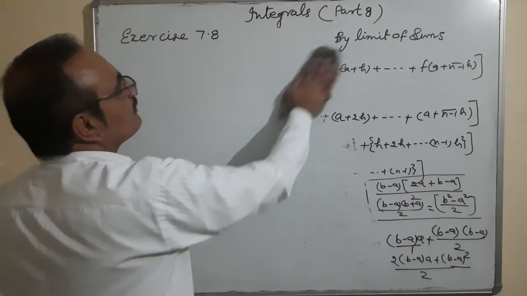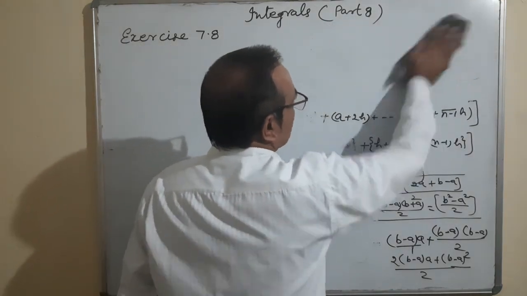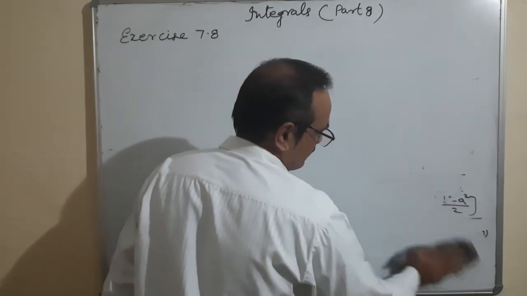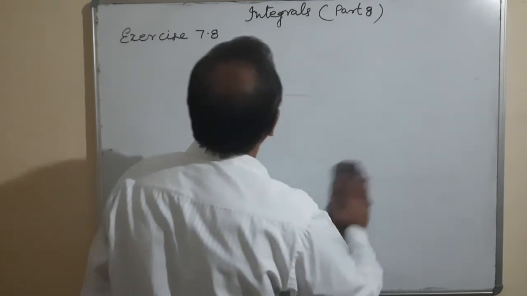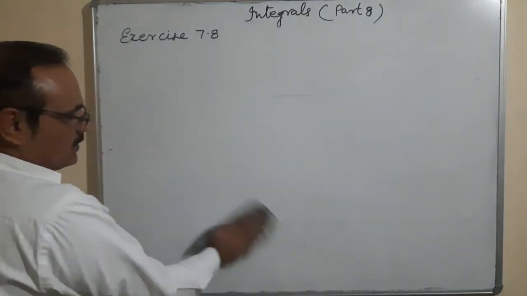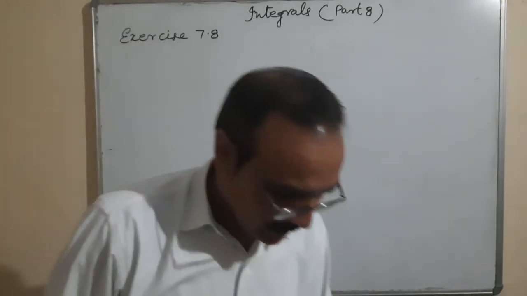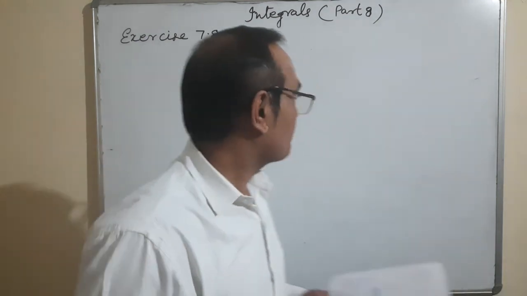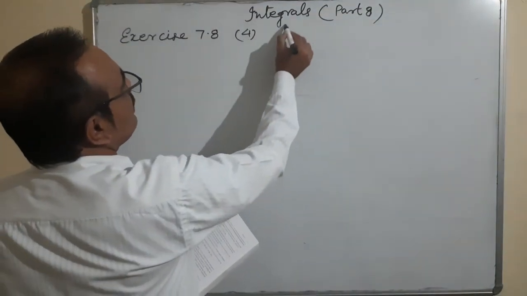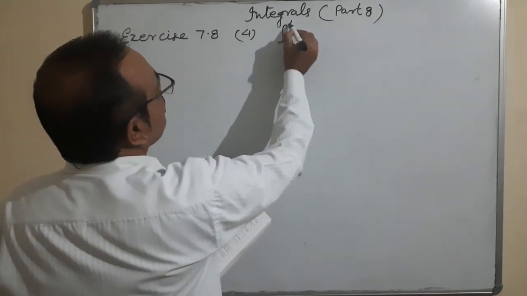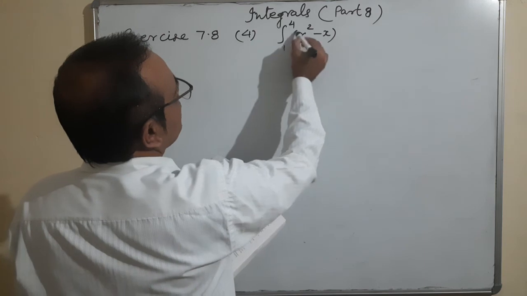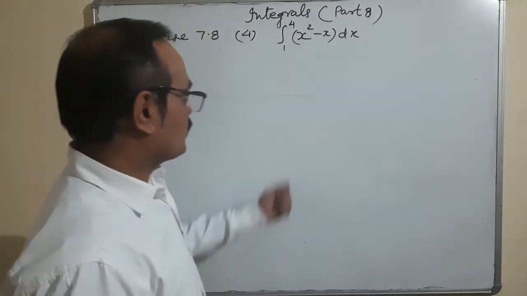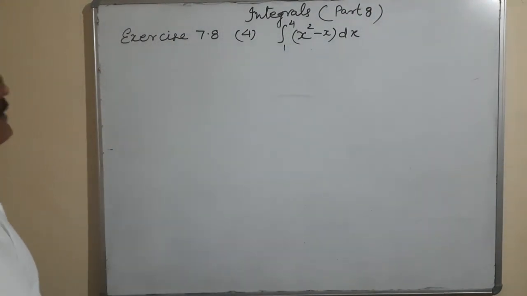After question number 1, I am taking a question in which x square is there. So let us see which question is that where x square is coming. Yes, question number 4. Fourth question. Limit 1 to 4 x square minus x dx. Okay, it's a very interesting question. Pay attention here. I hope you will understand it once. x square minus x dx.